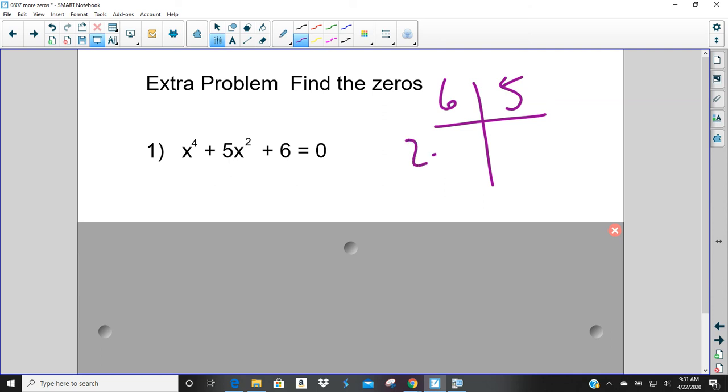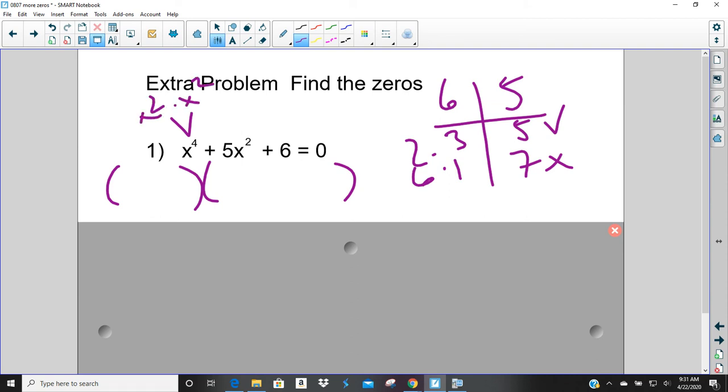So I have 2 times 3, and I have 6 times 1. 6 plus 1 is 7. That's no good. 2 plus 3 is 5. That's correct. So here's what we're going to do. Instead of having x in front, what am I going to have? Remember, to make x to the 4th, it's really x squared times x squared. So I'm left with x squared, and then I'm going to put in my 2, and my 3. And you know what? I'm going to leave it like this.